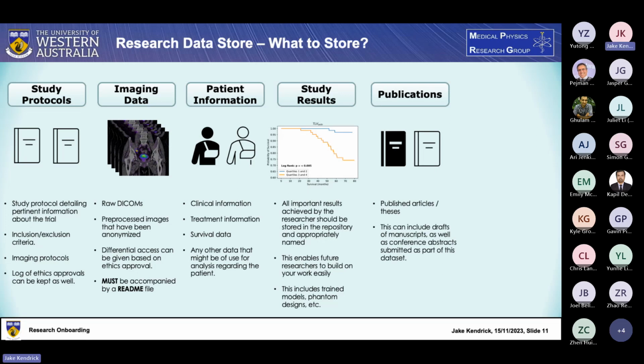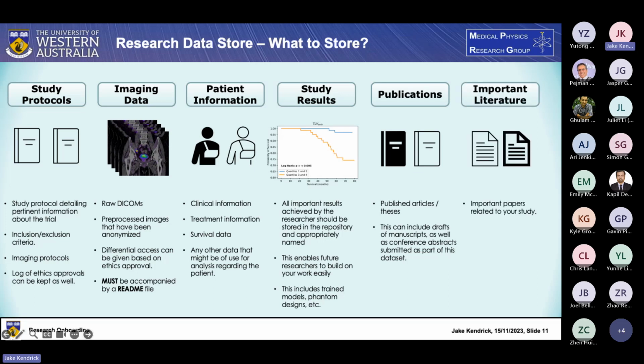And publications is another thing we can store in this repository. So if you've published any works as a result of this research, your master's thesis, your research proposals, your literature reviews, etc., all of this information can be stored in the repository as well. And important literature is the final thing. So if there are any important papers related to your study, you can store them here as well.